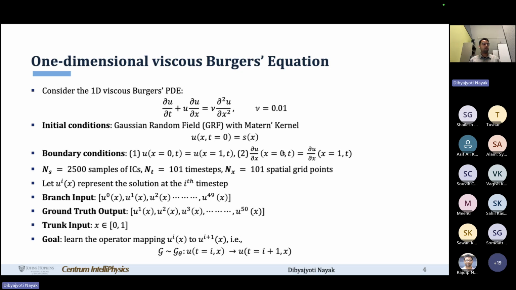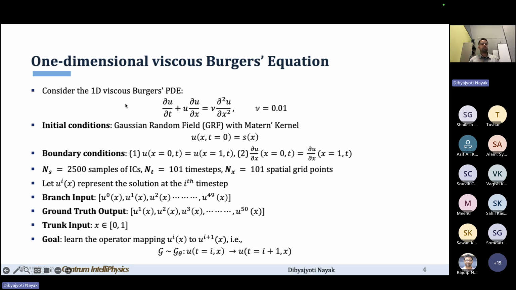For that, we will consider a 1D viscous-Burgers equation. This is one of the most widely used, popular benchmark PDEs that people use in order to evaluate the performance of neural operators. The Burgers equation has this kind of form. As you can see, this has an advective term and this has the diffusion term, which is nothing but the viscous dissipation term where you see the coefficient of viscosity sitting right in.